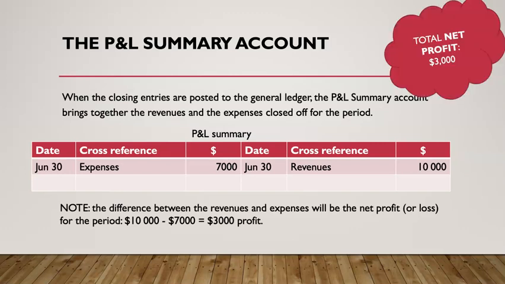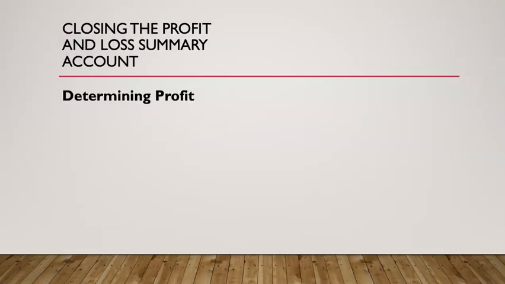But this account is temporary. We need to get rid of this, make it zero so it can disappear, because the only way it can be temporary and disappear is if we actually get it to zero or balancing. So we need to do something to this account. We need to actually determine the profit and close the profit and loss summary account.